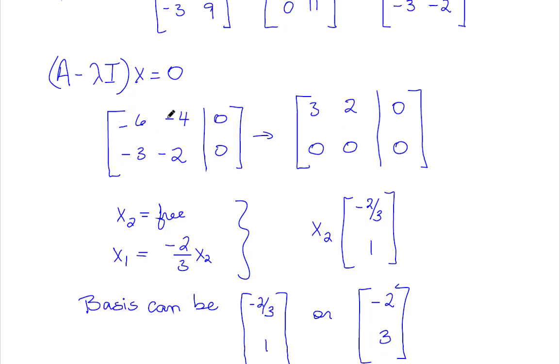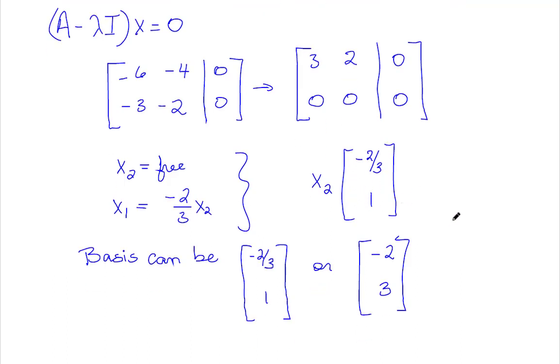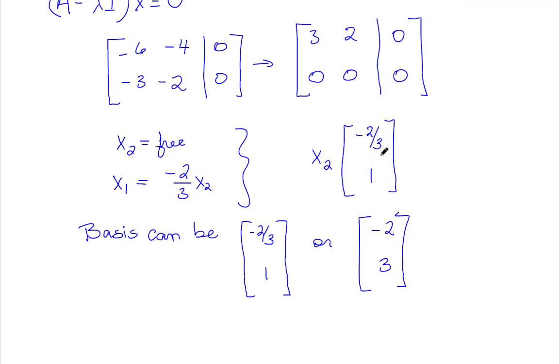I can divide this row by -2 and then add. All right. And so what I get, x2 is free, and I get x1 is -2/3 x2. So I get x2 multiplied by this vector. Now, I can use this as a basis, or I can do a scalar multiple of it to get rid of the fraction. So I simply multiply both of these by 3. Either one can be a basis for the eigenspace.